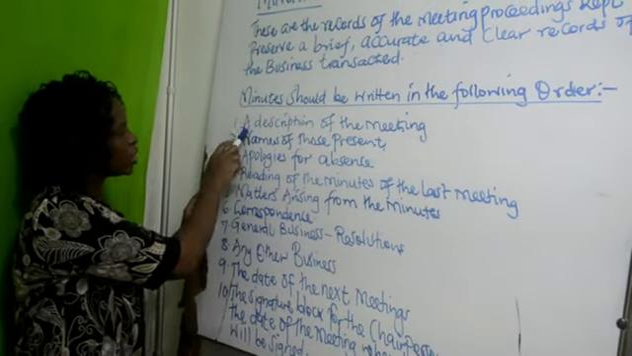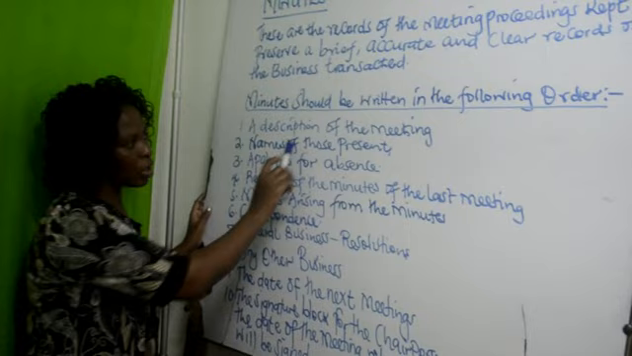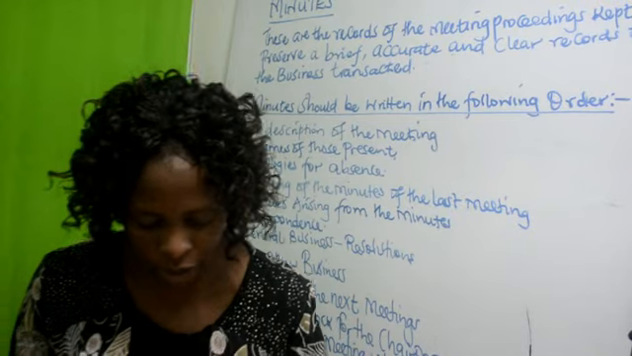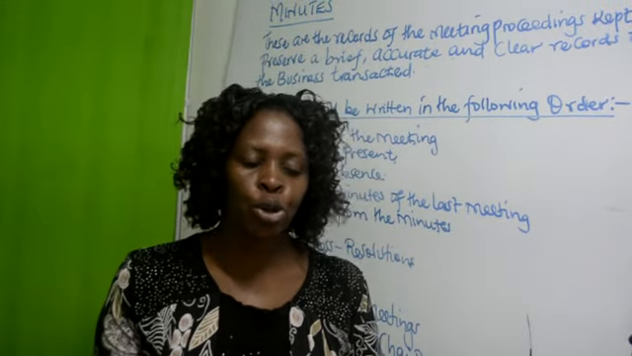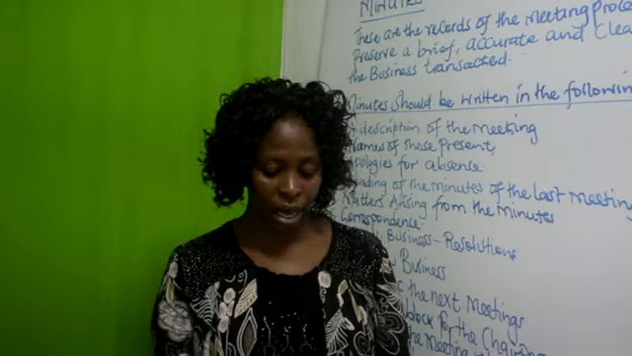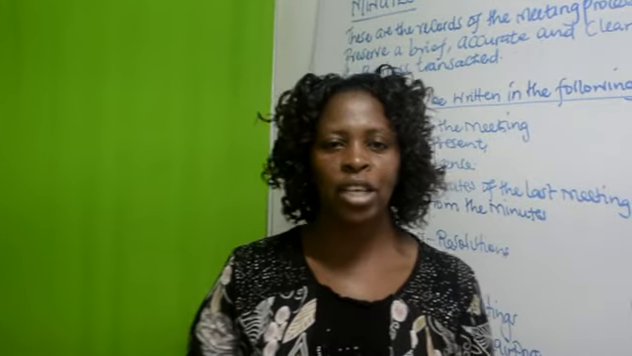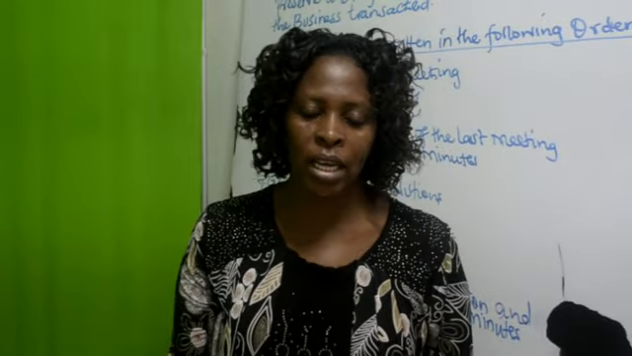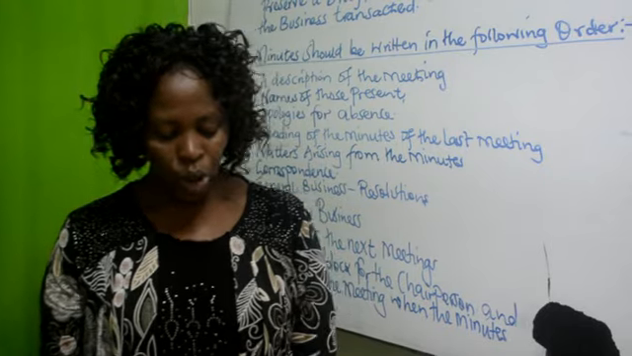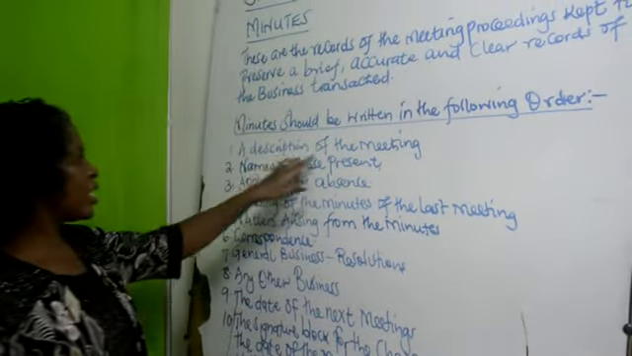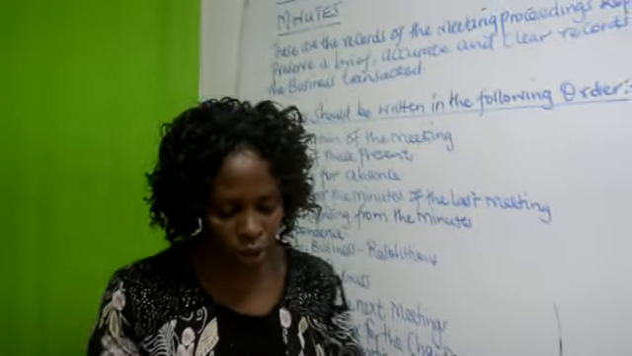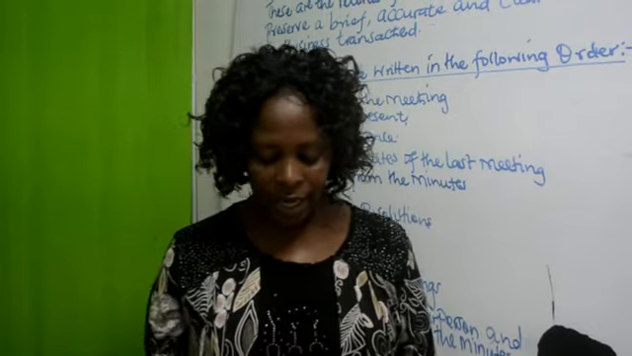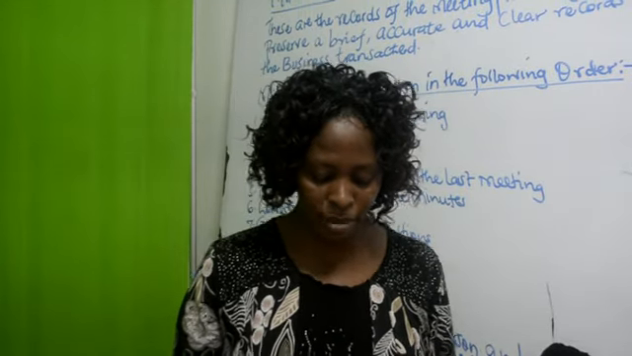So this is the order in which we are supposed to write our minutes. Our minutes should include a description of the meeting. A description of the meeting should include the type of the meeting. You should mention the type of the meeting that is taking place, whether it's an annual general meeting, an executives meeting, or a subordinate meeting. You should also describe the time when the meeting was starting, and the date and the venue, that is the place where the meeting is held.